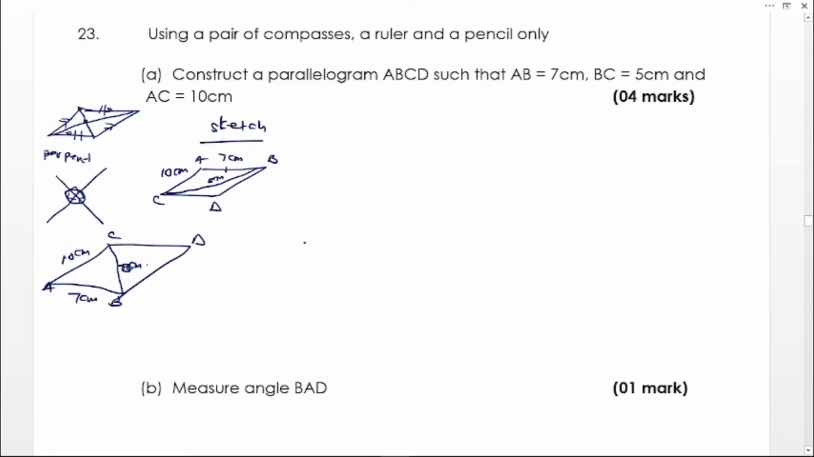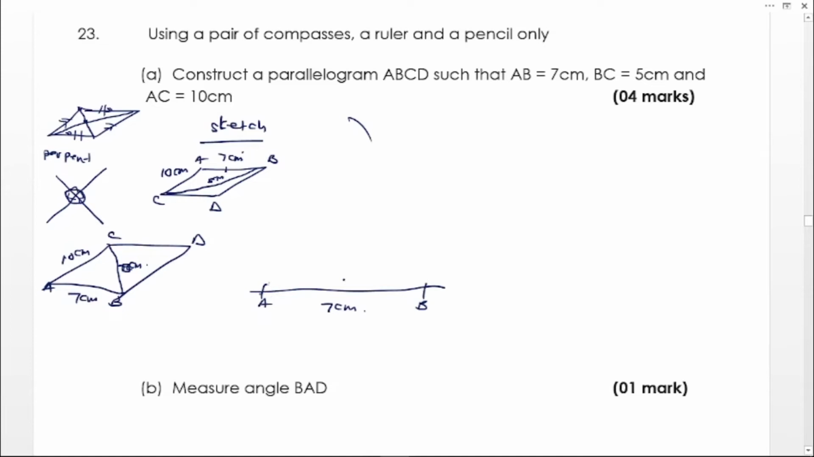Now what we are going to do is this. When we are constructing this, we first make our line, line AB. You measure 7 centimeters. Then after measuring 7 centimeters, you stand here and make 10 centimeters. Are you getting that? You stand here, then you make an arc where the 10 centimeters are going to meet. Don't make it like this.